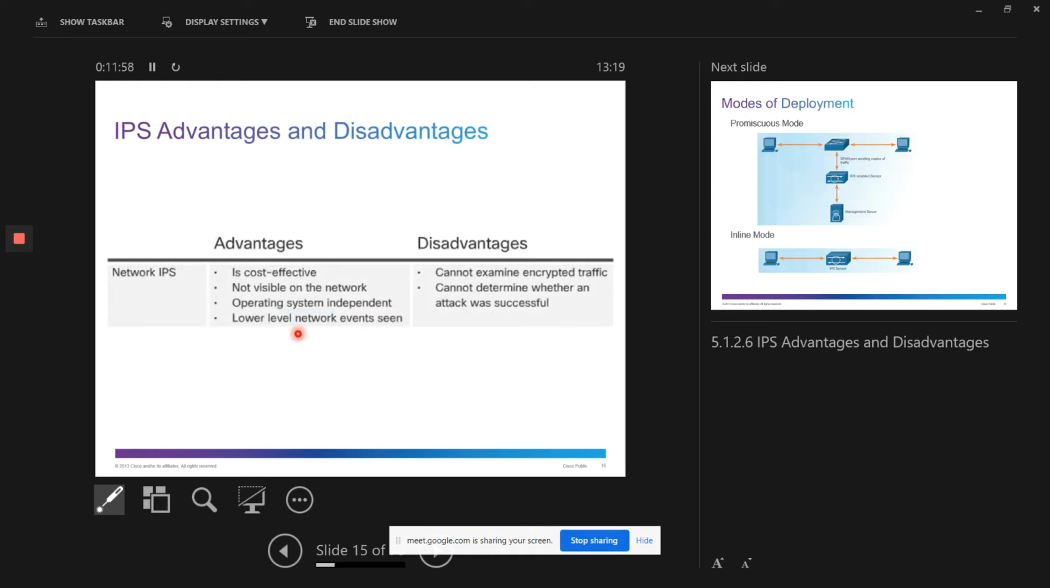Again, more advantages and disadvantages of network-based IPS systems. We discussed this briefly. It's cost-effective but not visible on the network, and operating system independent, which was the issue with the host-based IPS system. It sees low-level network events. They cannot examine encrypted traffic, which we mentioned before as well. This is one of the disadvantages. They also cannot determine whether the attack was successful or not. They can detect it, but they don't know whether the attack was successful. They can alert you that there was an attack.